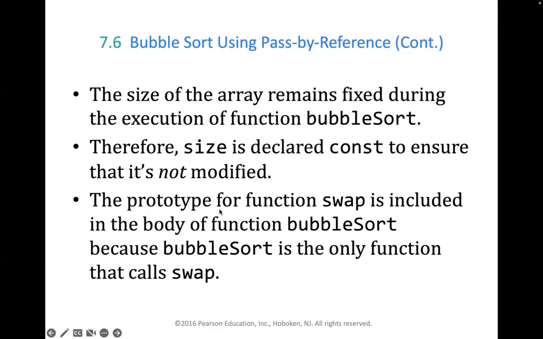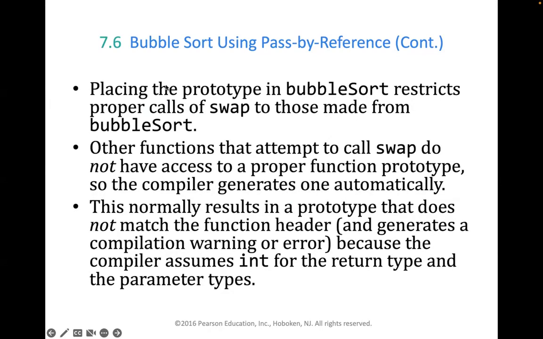Then the prototype for function swap is included in the body of the bubble sort function, because bubble sort is the only function that calls swap. We talked about it before. So placing the prototype in bubble sort restricts proper calls of swap to those made from bubble sort. Other functions that attempt to call swap do not have access to a proper function prototype.